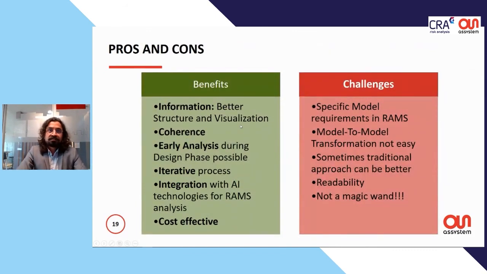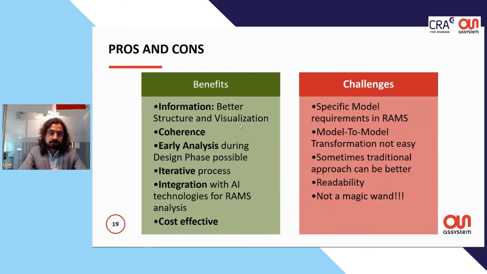However, there are certain benefits of this that we have: better visualization using the MBSE, better structuring, coherence, and the information is not lost. And then we have the early phase, because the RAMS analysis providing feedback for the MBSE approach can be an iterative approach. So we can do it in tandem with each other rather than at a very late stage, because it is an iterative process eventually. And eventually in the later stages, we can use AI methodologies for improving the RAMS models also. So overall, this could be a cost-effective way.